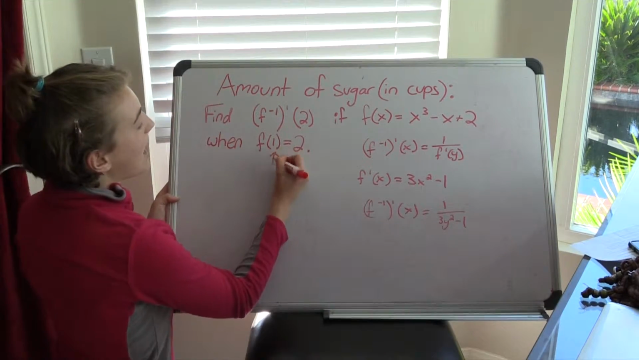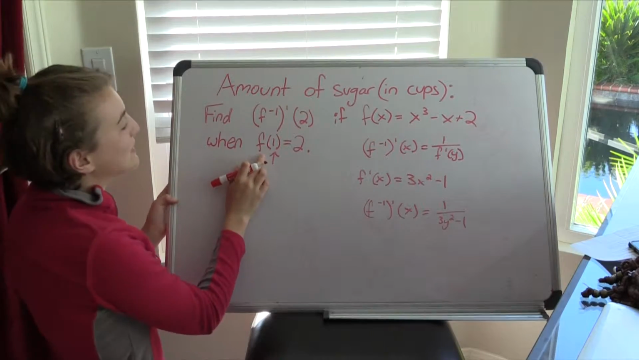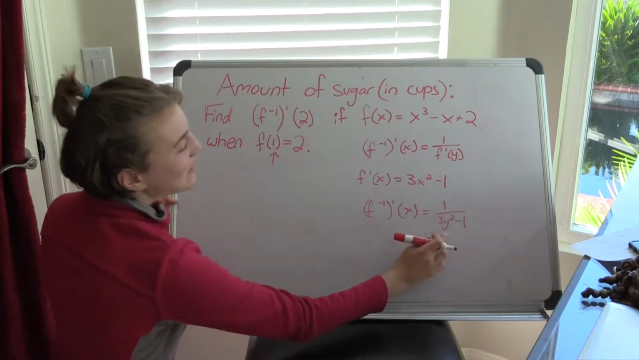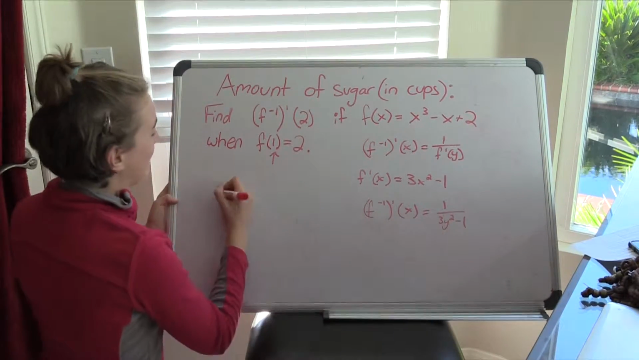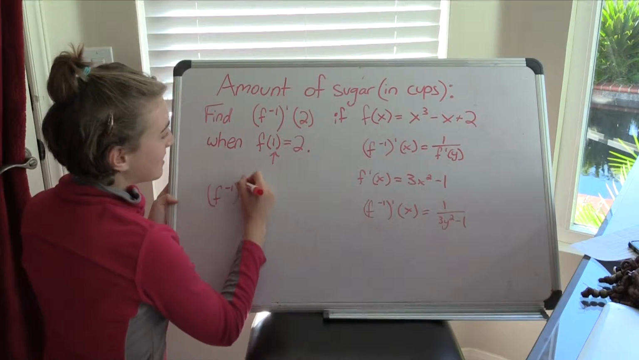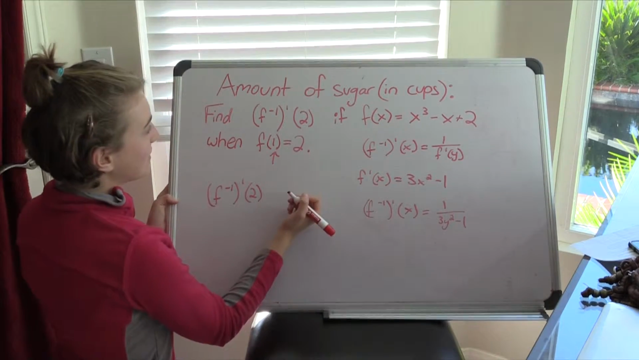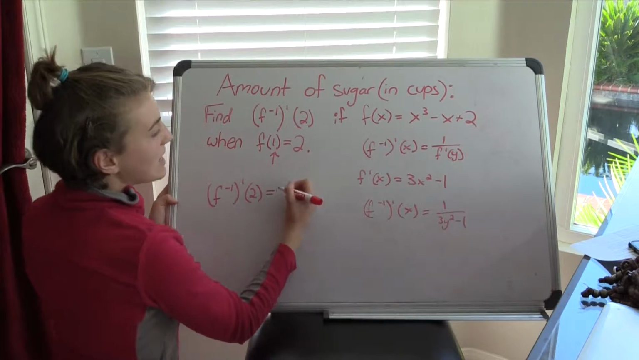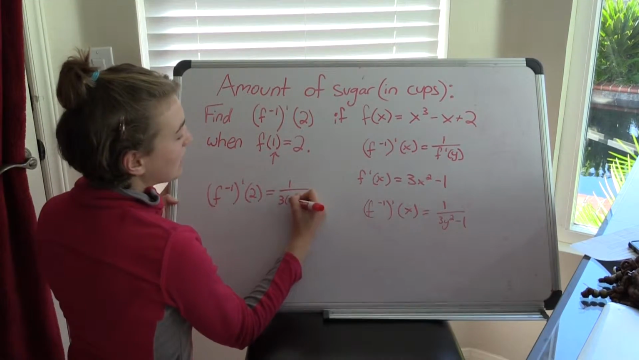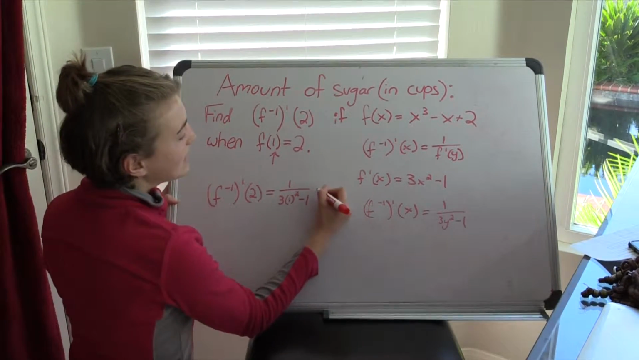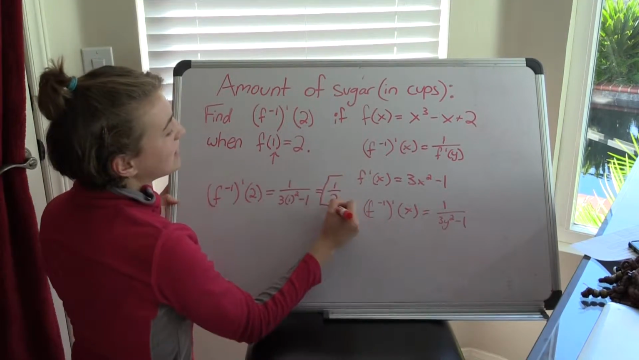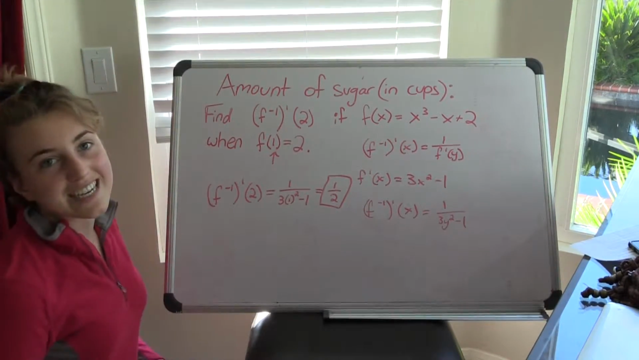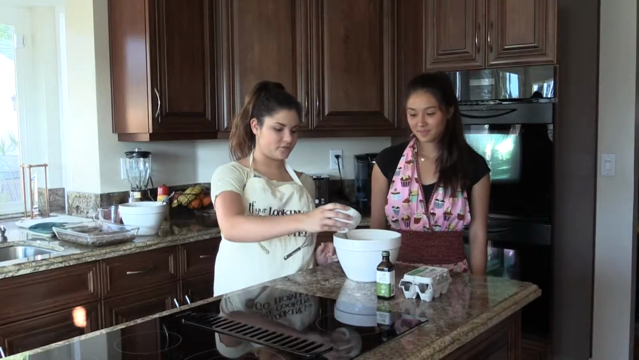Since x in function land is y in inverse land, we're going to plug 1 into our equation as y. So we would get the derivative of the inverse of f at 2 is equal to 1 over 3 times 1 squared minus 1, or 1/2. That means we need 1/2 cup of sugar in our recipe. Thanks, Julia. Okay, we'll go ahead and add 1/2 cup of sugar.